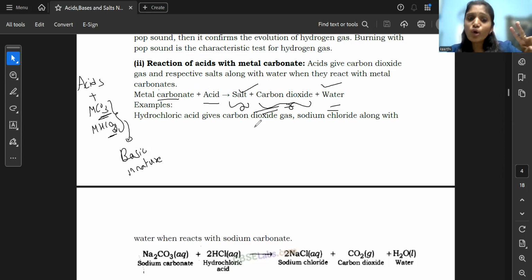Why are you getting carbon dioxide here? Because I have carbonate in the compound. Clear? You can see the reaction: sodium carbonate plus 2HCl gives 2NaCl plus carbon dioxide plus H2O.